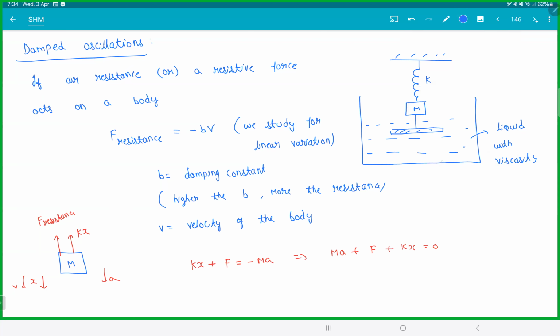If you write this equation, we end up with m d square x by dt square plus b dx by dt plus kx is equal to 0. The minus sign is taken care of in the direction, so I'm just putting the magnitudes here. So what we have is a differential equation. Now how to solve this, they'll teach you in maths. You have a separate chapter for that. But we'll just take the solution for this.